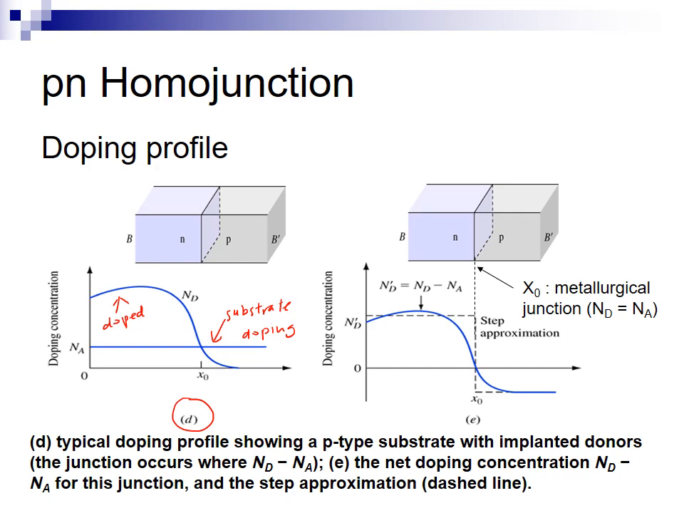The point where the n-type region and p-type region meet at the boundary is called the metallurgical junction. Here, Nd is equal to Na. We then apply the step junction approximation to this model, in which the substrate doping is taken as the baseline. Thus, the graph in B can be drawn.